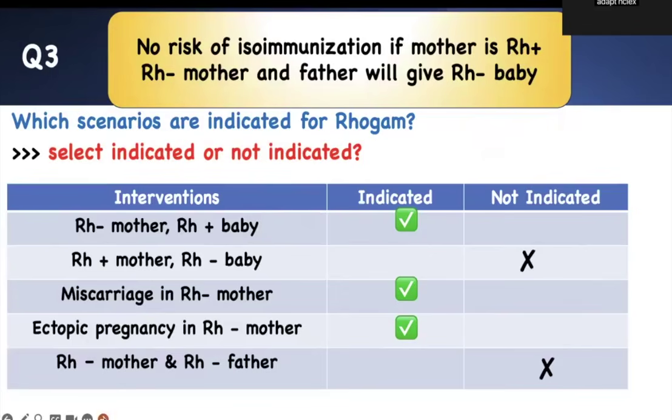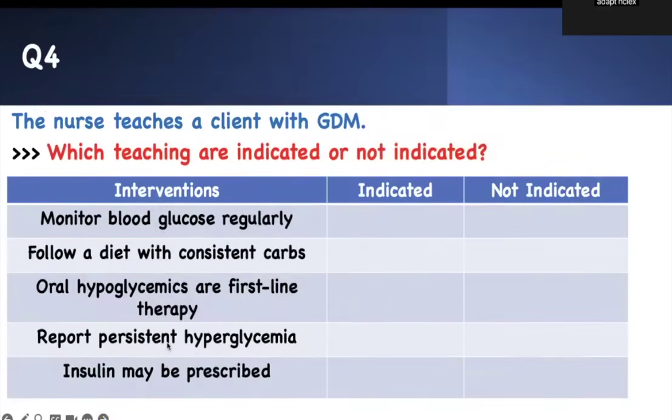Number 4, and then it teaches a client with what? Diabetes, gestational diabetes. Which teaching are indicated or not indicated? I have gestational diabetes. What do you tell the mother? The same thing. Stop the video, answer it on your own, and follow this series, and you can see by the end of it, you're going to master maternity.